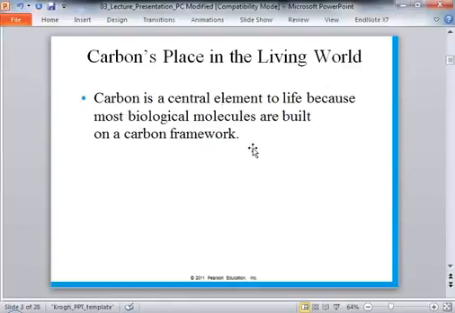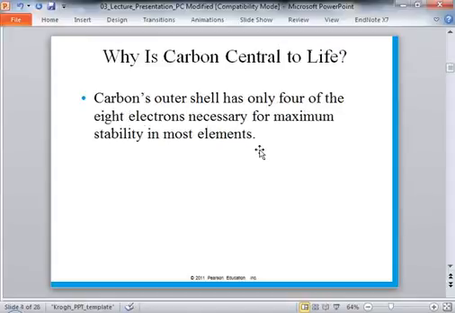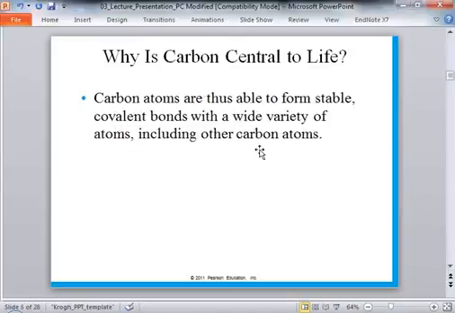Carbon is a central element to life because most biological molecules are built on a carbon framework. And carbon's outer shell has only 4 of the 8 electrons, which we talked about, for maximum stability. And so because it has 4, carbon is able to form a whole bunch of awesome covalent bonds with a wide variety of other atoms, including carbon atoms, to build these backbones for the biological molecules of life.